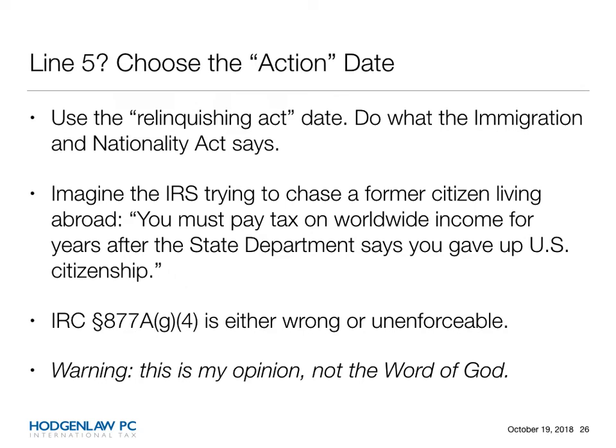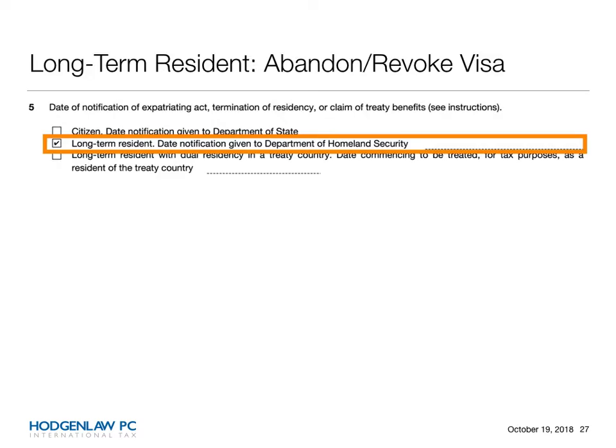And here's what I do. You know, it's just a warning. It's my opinion. It's not the word of God. But having said that, I have done these kinds of Form 8854s. I have followed this strategy, and knock on wood, so far it's worked. At some point, I suspect either the law will be fixed or regs will be issued or something like that, and this ambiguity will be solved. But for the moment, I'm using the relinquishing act. I'm following the Immigration and Nationality Act because, come on, that's the defining rule in federal law for who is a citizen, who is not a citizen. All right, that's citizens. Ambiguity solved.